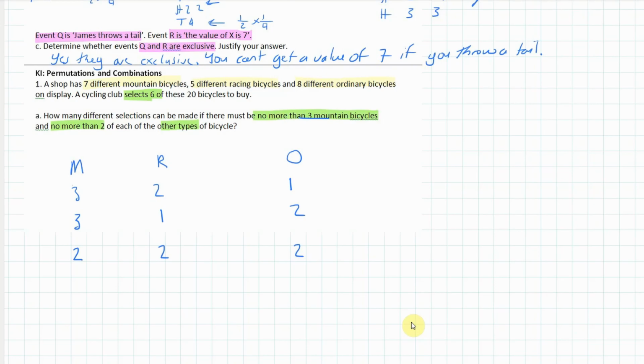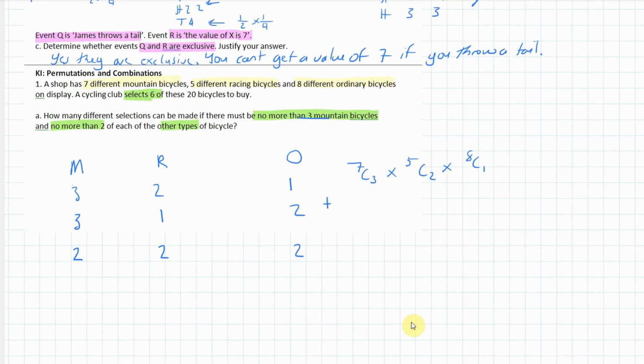So here's our different options. The first option, we're picking from a group of, how many mountain bikes? 7. So it's 7, choose 3. So we want to choose 3 from the 7 different mountain bikes. Then we want to choose 2 from the 5 racing bikes. So 5, choose 2. Then we want to times 8, choose 1, because we're choosing one of the ordinary bikes. So that's the first one.